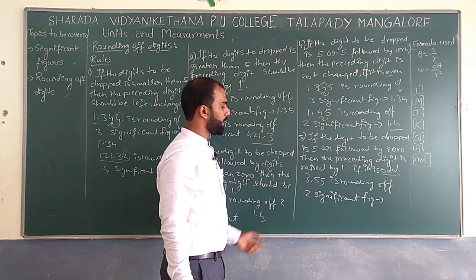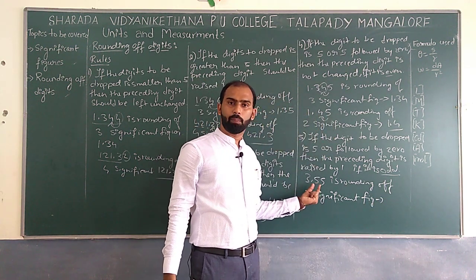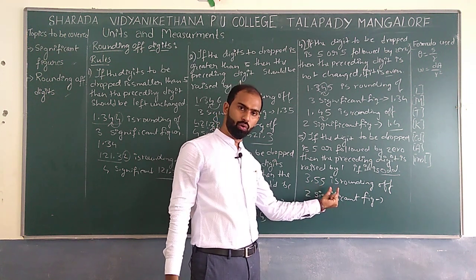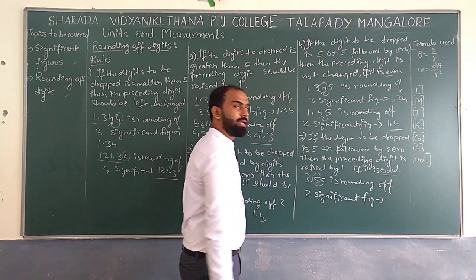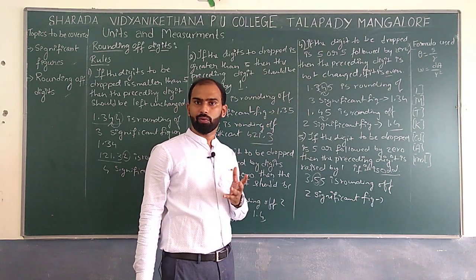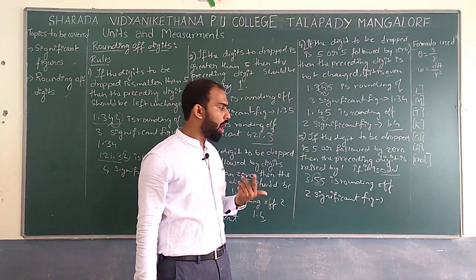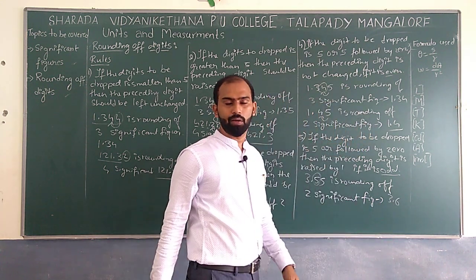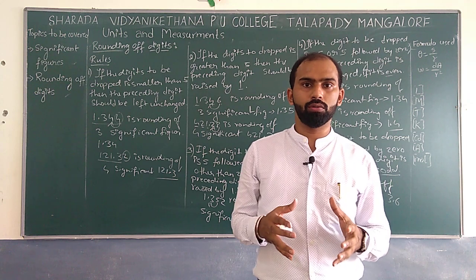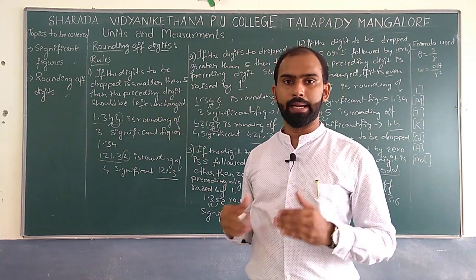If it is so, the number which you are going to drop is 5 followed by 0, and the previous digit should be raised by 1 if this is odd. Whether 5 is odd or even, obviously it is odd. So what is supposed to be written? 3.6. So this is how exactly we are supposed to follow the rules while rounding off digits.